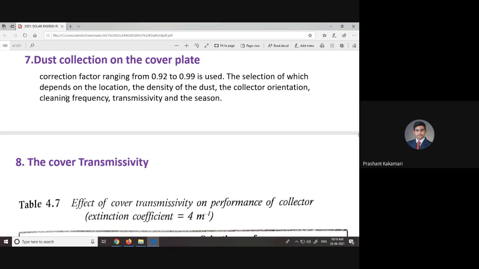Also, the selection of these parameters depends on the different locations, because different locations have different dust, and the density of the dust is also different. Then the collector orientation may be different. If the collector has more slope, or vertical collectors, dust collection will be less. And also the cleaning frequency, transmissivity, and the season. Depending upon this, the correction factors are used to find the performance of flat plate collectors.